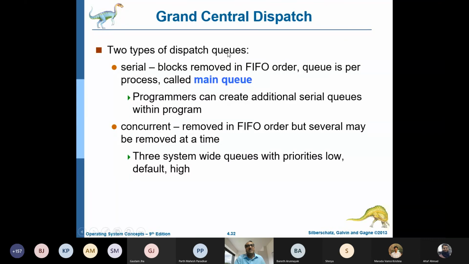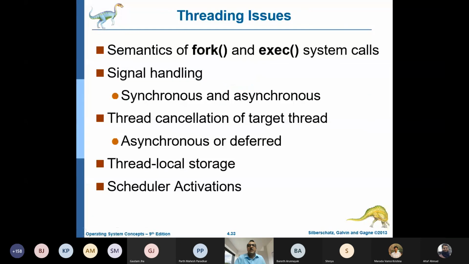The system will maintain 2 types of dispatch queues: one is serial and the other is concurrent. The serial portions of the code will be placed in the serial queue, whereas the parallelizable code can be placed into the parallel dispatch queue. The blocks will be fetched from there and scheduled to the multiple cores accordingly. There are some other parts we can continue in the next class.